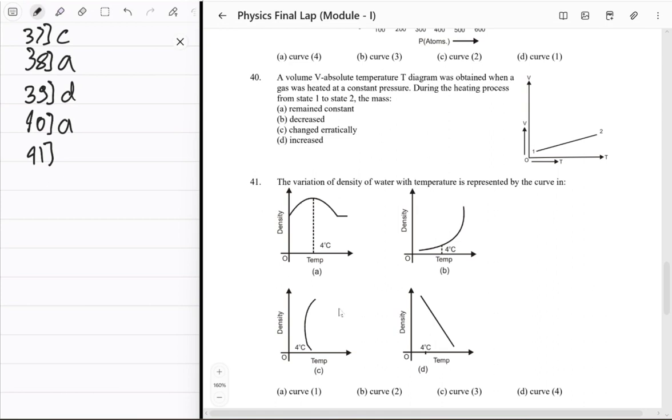Density versus temperature, 4 degree Celsius. 4 का कुछ ना कुछ importance था, क्या था? I think it was the point after which density increase होना शुरू हो जाती है, right? So 4 was the minimum or something.